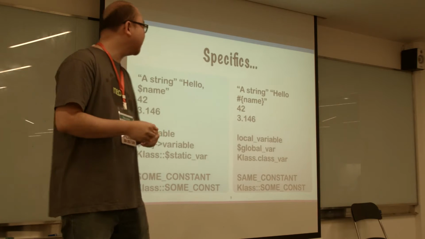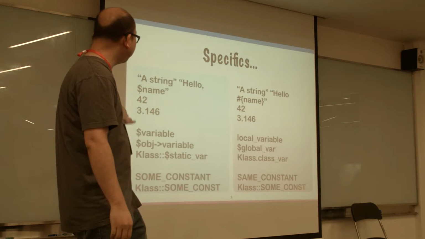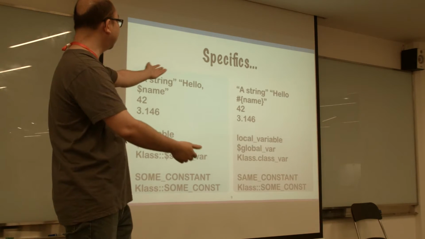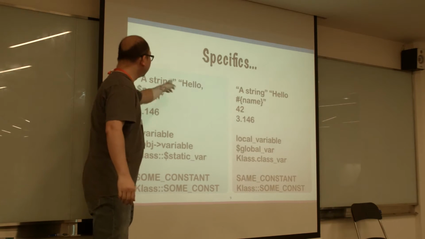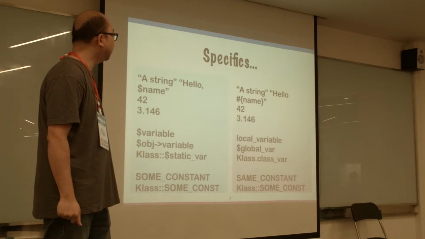Anyway, so some specifics here. On the left, you see PHP code. On the right, you see Ruby code. So, strings. You have a string like this. You have double quotes. Same thing in Ruby.